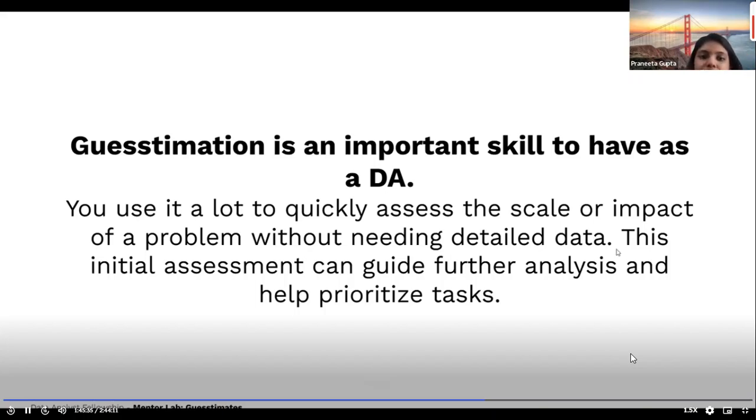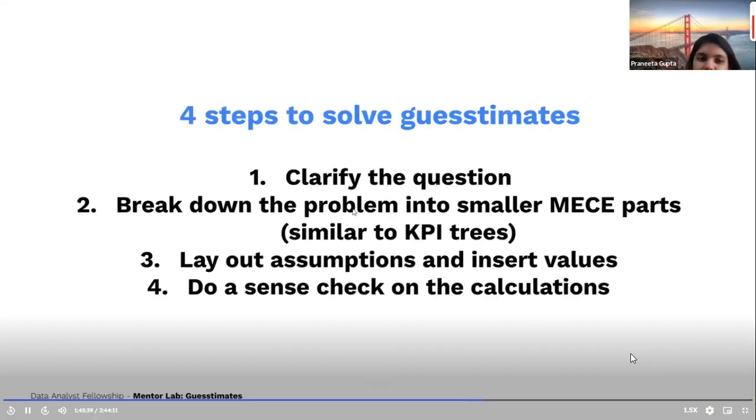Okay. So here are 4 steps. You can use some questions to clarify your doubts. Then you break down the problem into smaller parts. Just how you created a KPI tree, here also you would identify certain smaller parameters that could be influencing the bigger problem statement. Then you lay out your assumptions and you also start putting in values there. And even when you reach your final answer, if you feel that it is too big or too small and it's not making sense, then you can just go back and tweak your numbers a little. That maybe we should assume this. So that sense check is something that you can do.